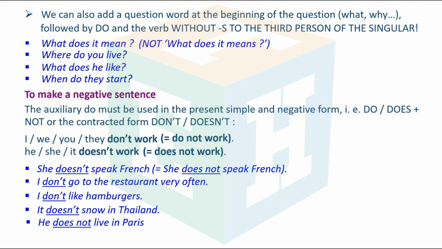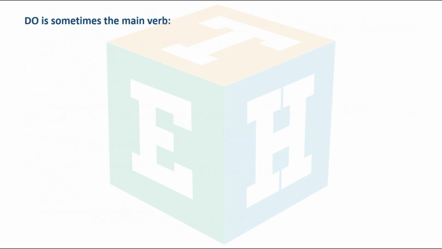He does not live in Paris. He doesn't live in Paris. Do is sometimes the main verb. What do you do? He doesn't do anything to help us.